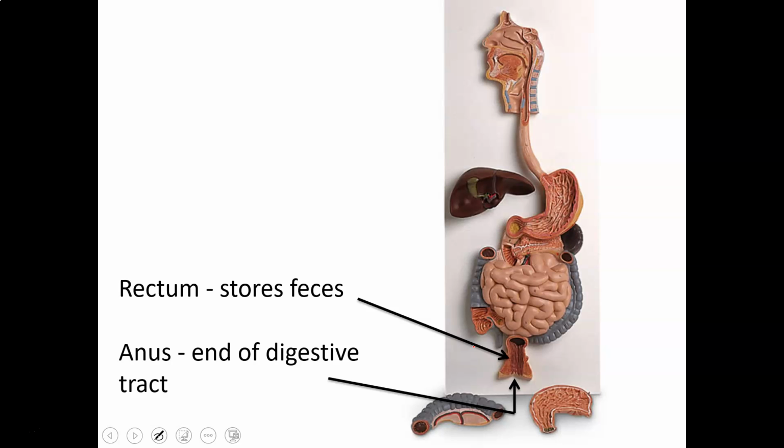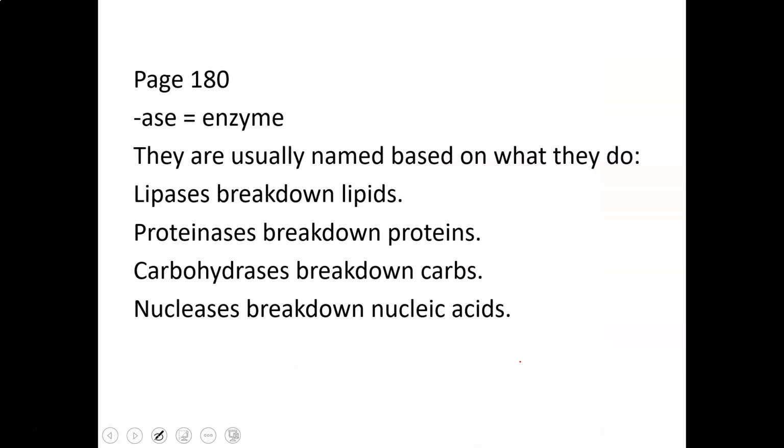The rectum is this nice, it looks like a little water slide, a horrible, horrible water slide. It just stores feces so that you can release it at a later time. And then the anus is the sphincter that controls when you release that feces from the rectum.